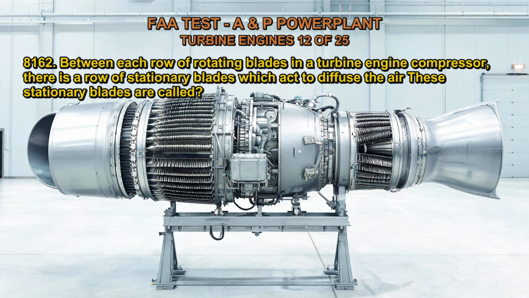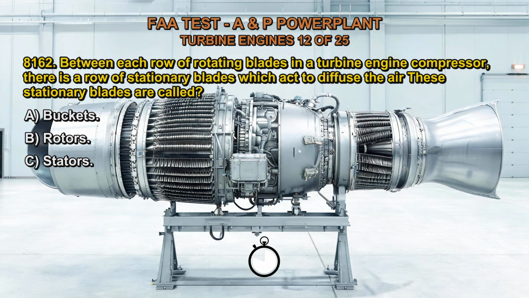8162. Between each row of rotating blades in a turbine engine compressor, there is a row of stationary blades which act to diffuse the air. These stationary blades are called A. Buckets, B. Rotors, C. Stators. The correct answer is C.